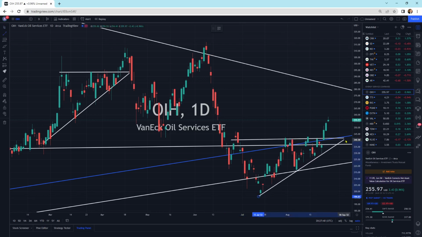And basically this pattern we've broken out. Sometimes these guys like to do a return, kind of retest move like that, and then come back higher. That could be in the cards in the short term. A little bit of selling pressure before a move higher.